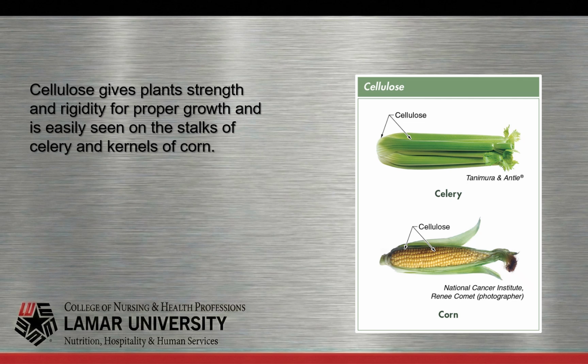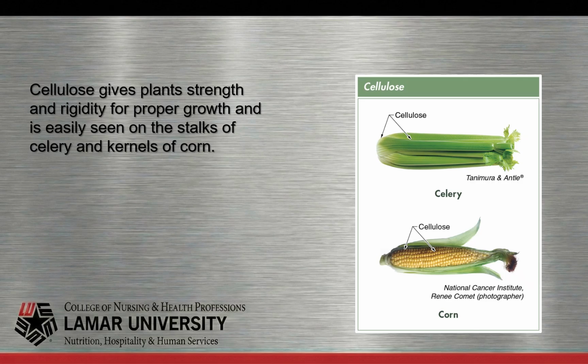Dietary fiber is an indigestible form of carbohydrate found in vegetables, fruits, and grains. Dietary fiber consists of long polysaccharide chains of glucose and lignin. Most complex carbohydrates contain two types of dietary fiber: soluble and insoluble.